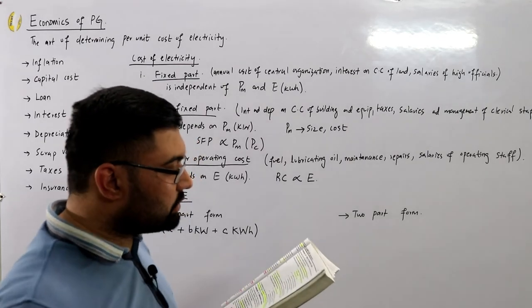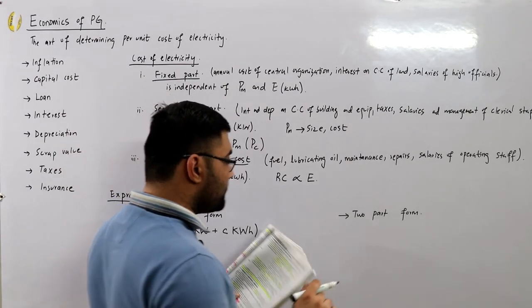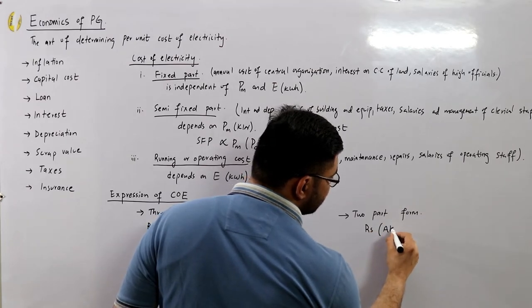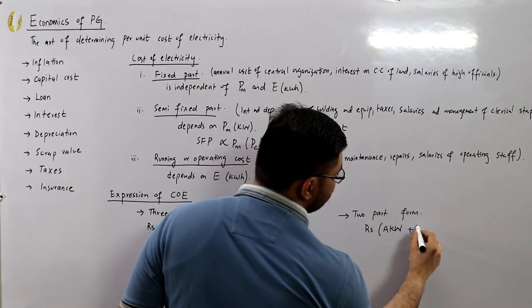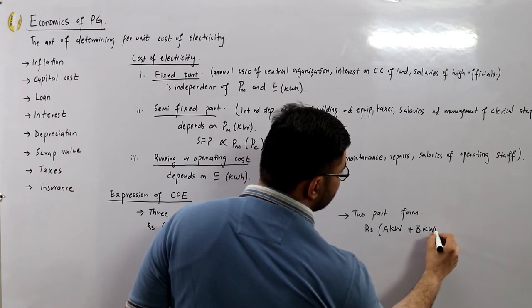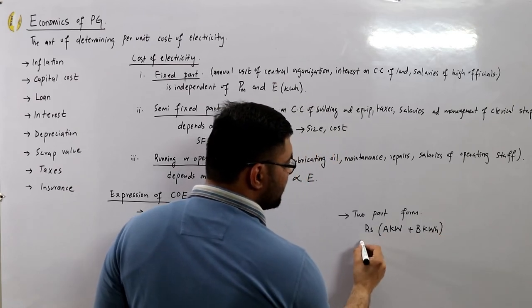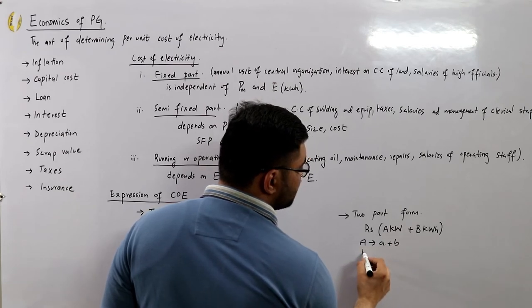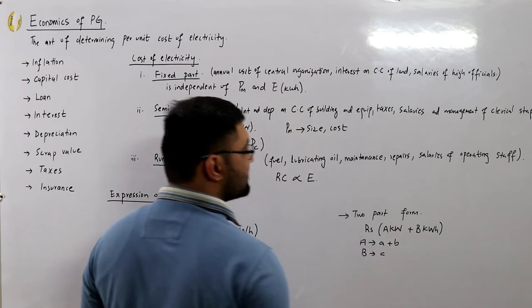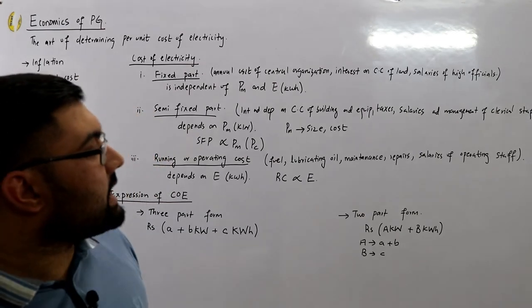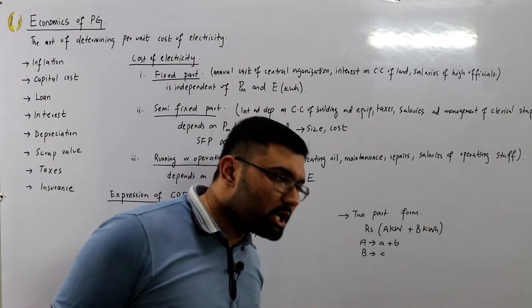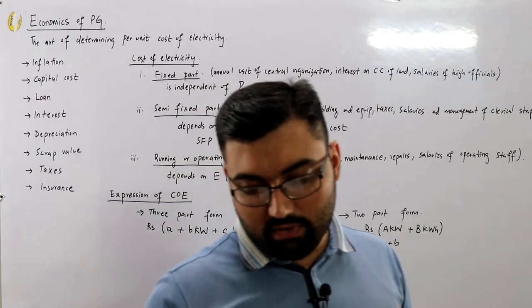The next is the two-part form. In the two-part form, the cost of electrical energy in rupees is A times kilowatt plus B times kilowatt hours. Over here, this A sums both small a and small b, and this capital B represents the small c, which means that this A includes the fixed cost as well as the semi-fixed cost.